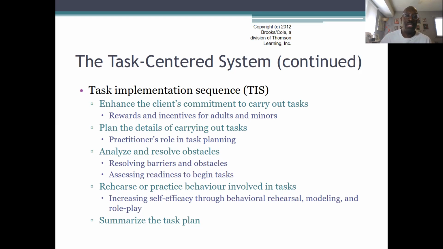The plan details and details of carrying out tasks. So what is the practitioner going to do? So what am I as a social worker going to do to set this dynamic in place in terms of helping plan those tasks? I'm going to analyze and then resolve obstacles. So are there barriers, or things that come about that we either anticipate or didn't anticipate, that might be keeping people from getting to those tasks, and then reassessing and changing those as we need to, as well as assessing the readiness for those tasks. We can practice and rehearse those particular tasks as well.